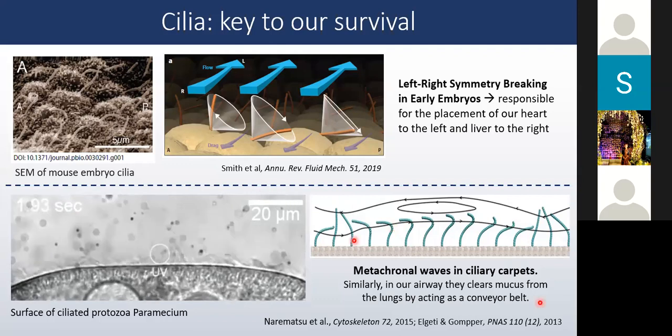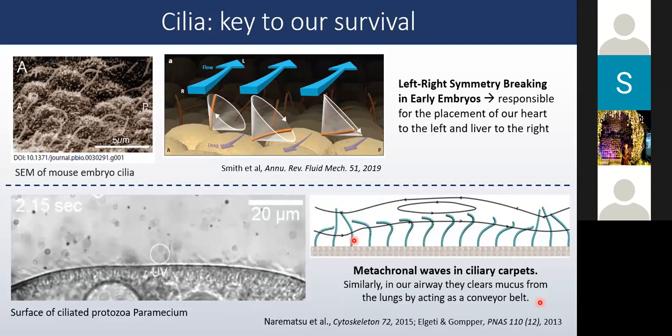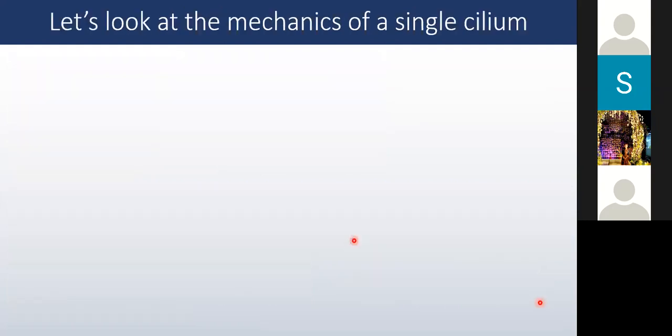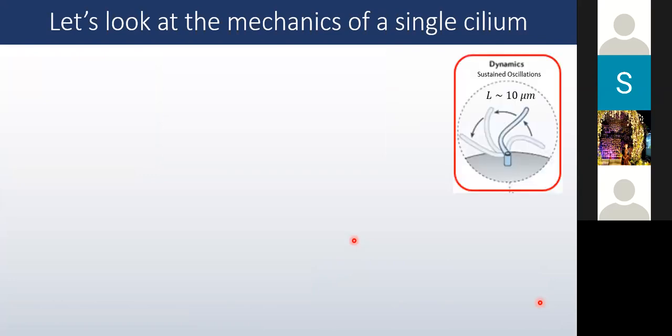Now, all of these that I have shown you are examples of collective behavior of cilia. But even before that, there is a lot of debate at the level of a single cilium, the level of mechanics of a single cilium, which is oscillating at a particular frequency and has a length scale of around, say, 10 micron.